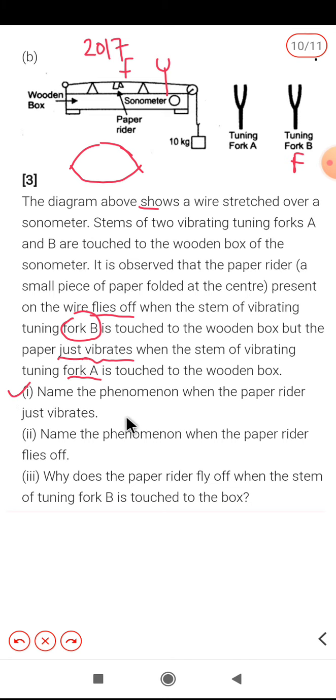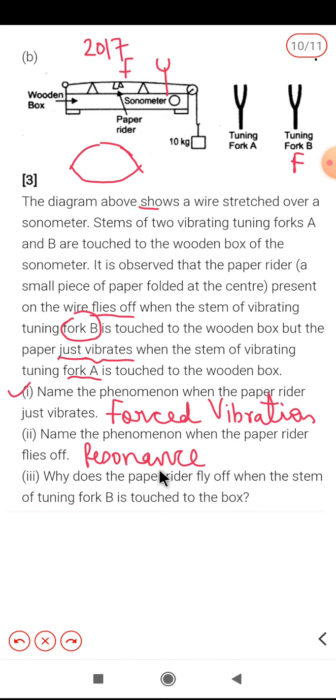Name the phenomena when the paper rider just vibrates. तो ये तो force vibration हो गया, force vibration. बहुत ही लंबा क्वेश्चन है लेकिन इजी आंसर्स है. ठीक है, देखो ये स्टेटमेंट बहुत लंबा है लेकिन क्वेश्चन इजी है. Name the phenomena when the paper rider flies off. Resonance. Resonance, because the string will vibrate with the maximum amplitude and the paper rider will fall off.